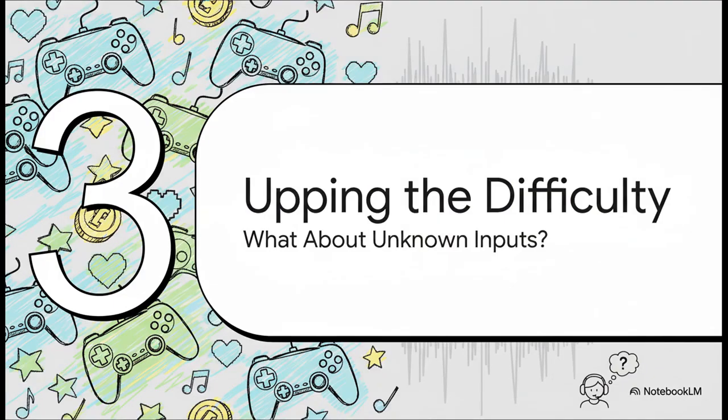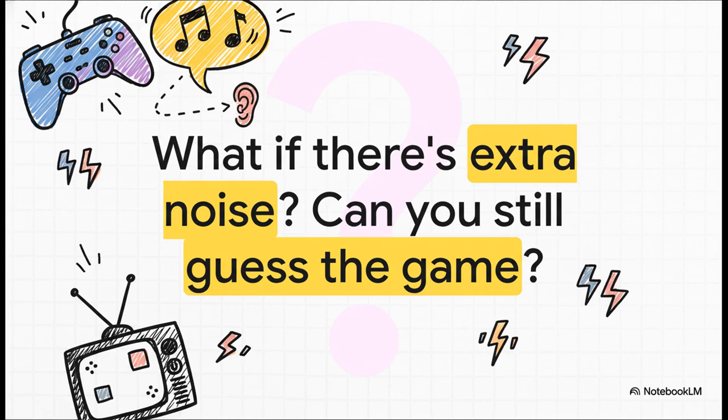But, of course, the real world is messy, right? It's never that clean and simple. So what happens when things get noisy and unpredictable? Well, this is where DMO really starts to shine. Let's go right back to our analogy. You're trying to listen in on the game sounds, but what if someone in the next room turns on a TV and it's blasting? All that extra noise is what we'd call an unknown input. It definitely makes things harder, doesn't it? Can you still pick out the game sounds from all that background racket and make the right guess?